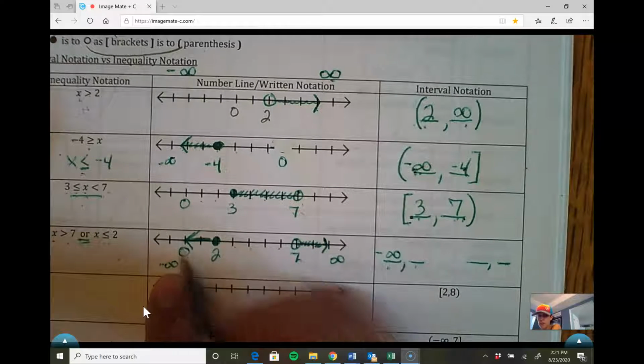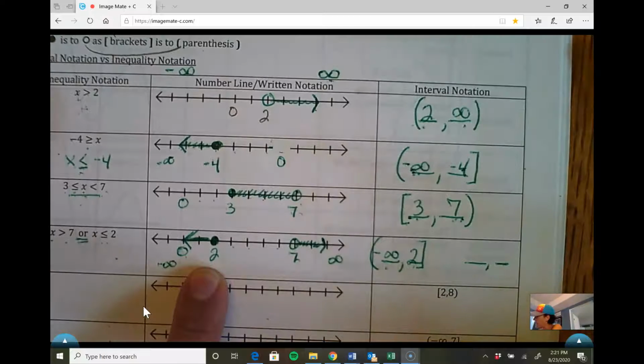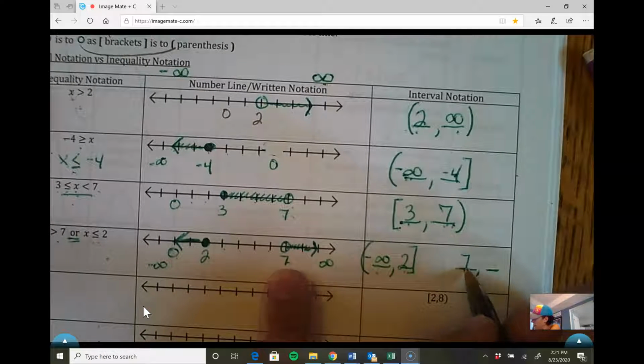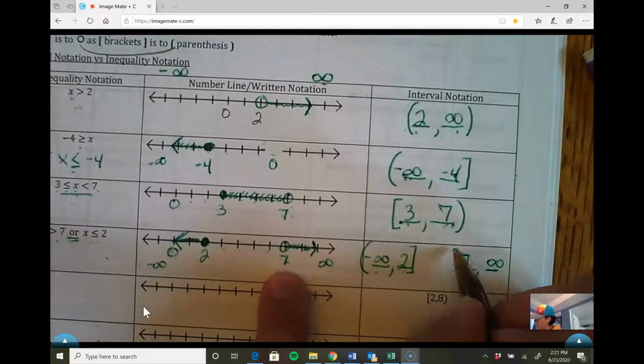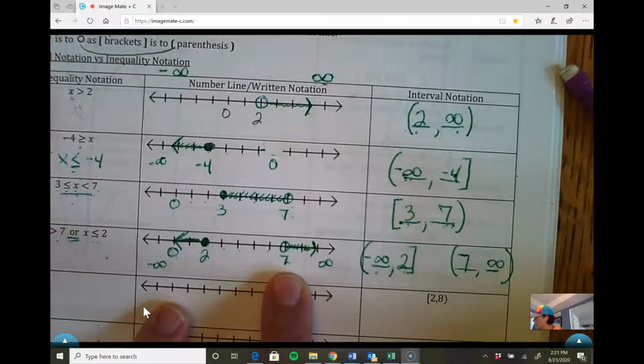Remember, this 0 is just a reference point, and 2 is the biggest. Because of this, I include the 2, and always parentheses with infinity. And when I look at this one, smallest on the left, that's 7, biggest on the right, that's infinity. I don't want to include 7, so I put parentheses, and always parentheses with the infinity.